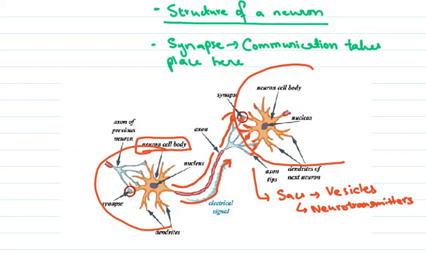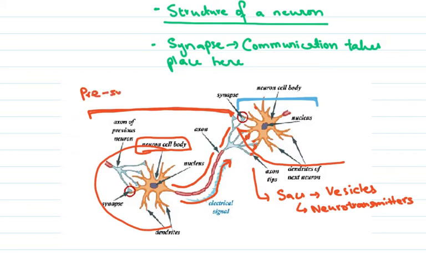But yes, what you see here is that the synapse is also right here. The synapse is what is connecting, a very, very small gap between the terminal buttons of this neuron and the dendrites of this neuron. So the neuron that is sending out a signal is called a presynaptic neuron, and the neuron that is receiving the signal is called the postsynaptic neuron.